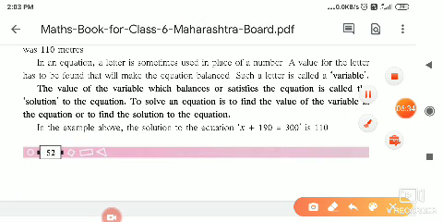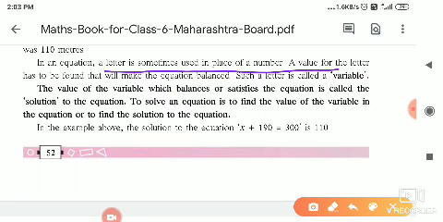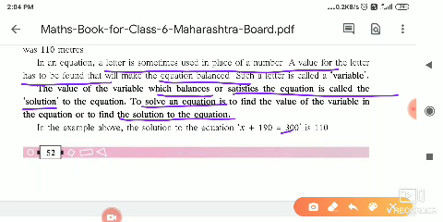So here in the equation, a letter is sometimes used in place of a number. The value of the letter has to be found so that it makes the equation balance. So which value do we have to select? The value that makes the equation balance: 190 plus 110 is equal to 300, meaning both sides of the equation have the same value, and that's why 110 is its value. So the value of the variable which balances or satisfies the equation is called the solution of the equation. To solve an equation is to find out the value of the variable in the equation, or to find out the solution of the equation.